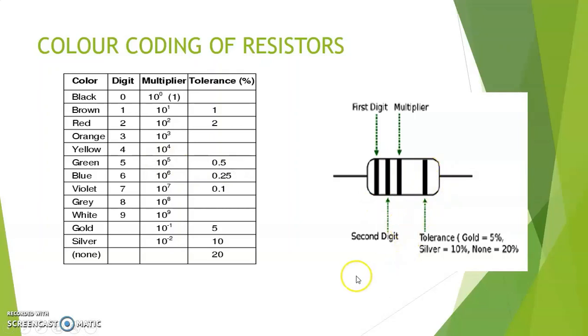Tolerance means that once we calculate the value, we cannot exactly say that this is the particular value of the resistor, however accurately we have designed it. It can come within a particular probability, that is a plus or minus value. That range in which the value of the resistance can vary is called tolerance.